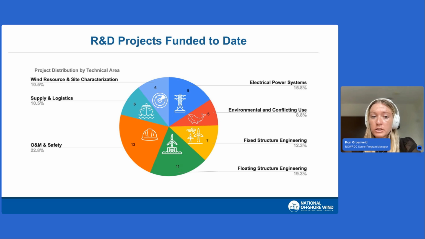To add a bit more color to our R&D project portfolio, we categorize our projects into 7 high-level categories. Clockwise from the top, we have projects in electrical power systems, environmental and conflicting use, fixed structure engineering, floating structure engineering, operations and maintenance and safety, supply chain and logistics, and wind resource and site characterization.